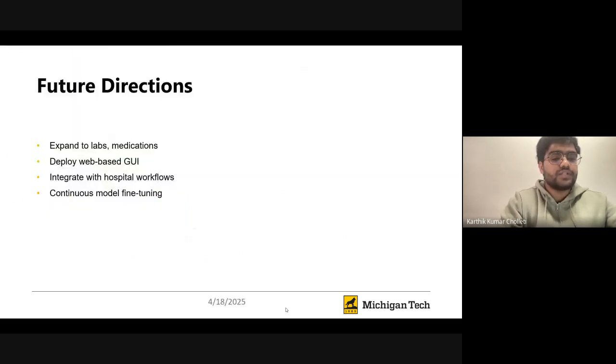This is a demo screenshot, and here are the future directions. Looking ahead, we plan to extend beyond vitals to lab results and medication adherence, build a web GUI for broader clinical access, integrate with real-time hospital systems, and continuously fine-tune the LLM on new data and user feedback, which improves the accuracy of the model.